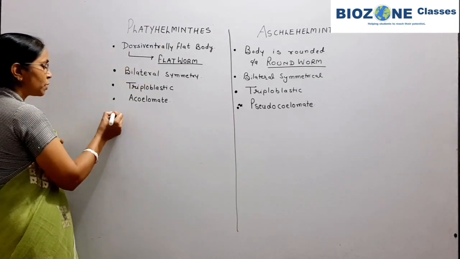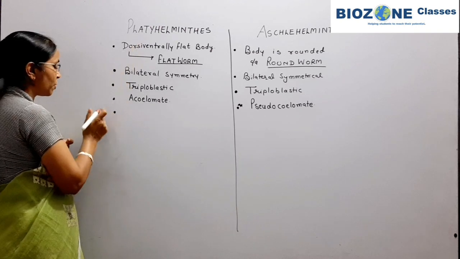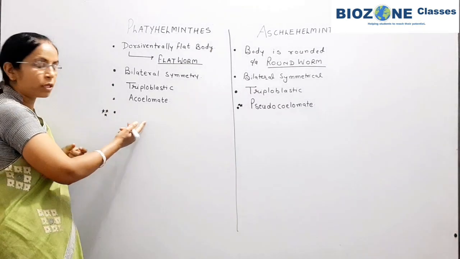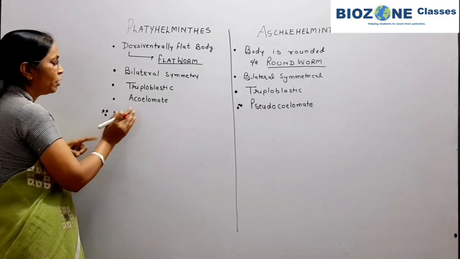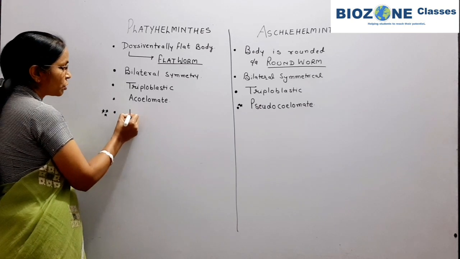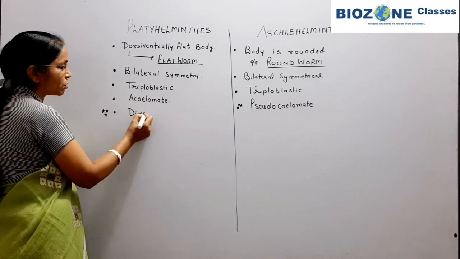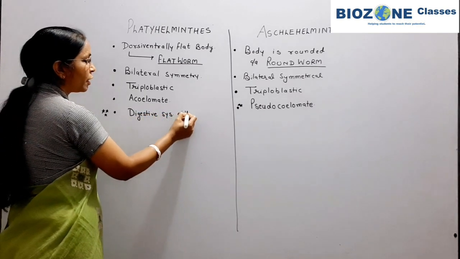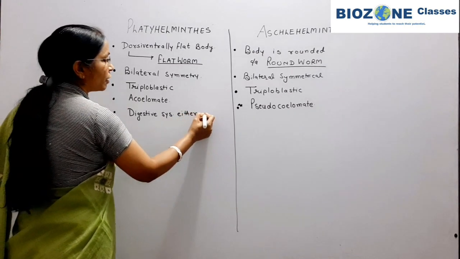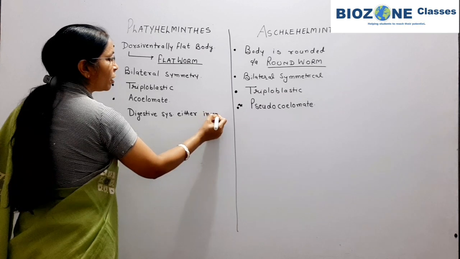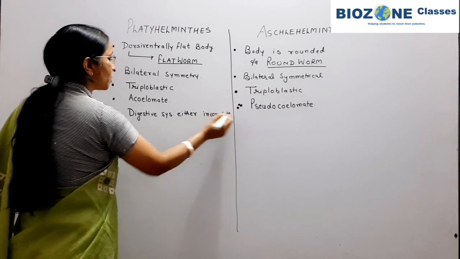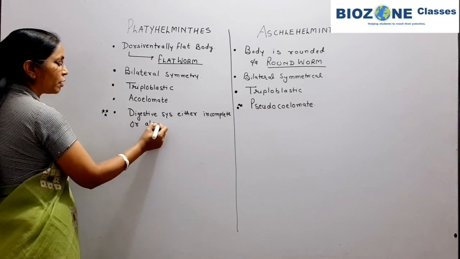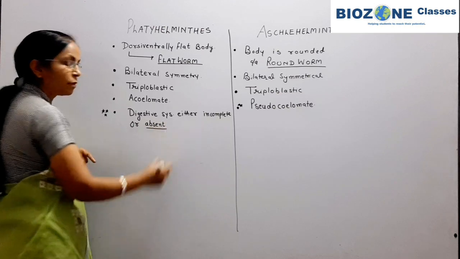Now when we come to the digestive system, remember this point very well for flatworms, because sometimes it causes great confusion. Here the digestive system is either incomplete or it is absent. Now, is everyone clear what the incomplete digestive system stands for? Or the digestive system is completely absent. Where is the digestive system completely absent?